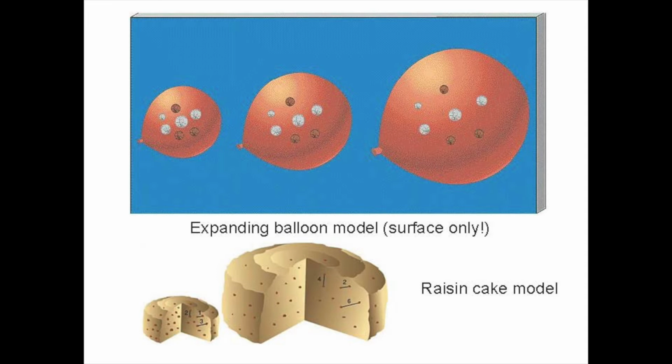The lower model is the raisin cake model, and again, there's some point that looks like the center. So just imagine that what we're talking about is galaxies moving apart from each other. So the raisins in the cake will move apart from each other as the cake is cooking.